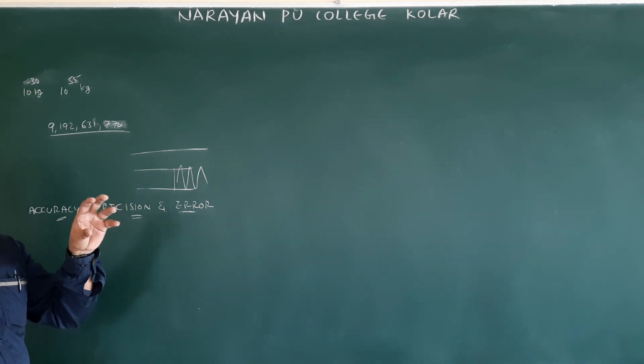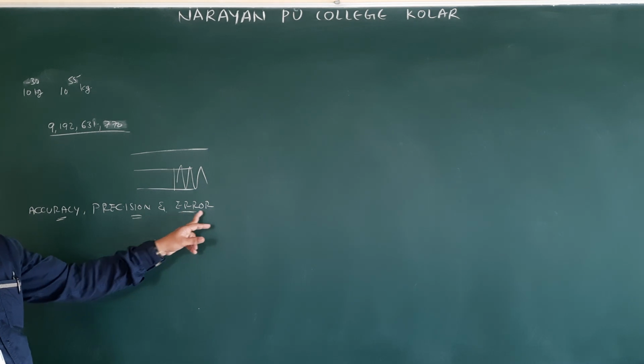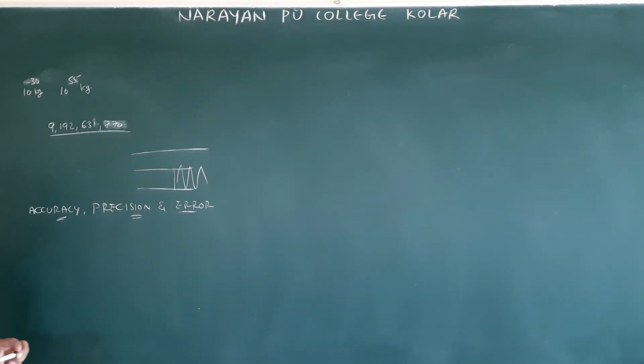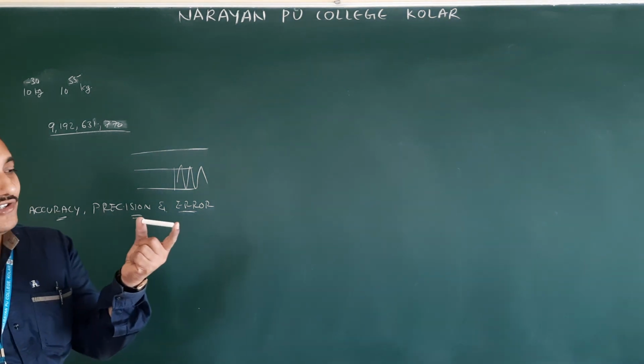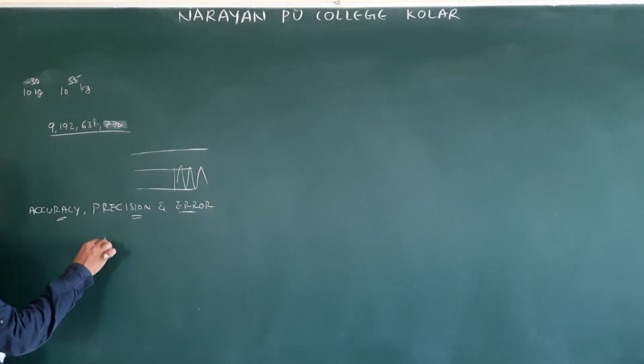So whenever we get an accurate value or a precise value, how is the difference, and what is error? Let us listen. We are measuring the length of this chalk piece. Let us assume the length of the chalk piece is originally 5 centimeters. True value.